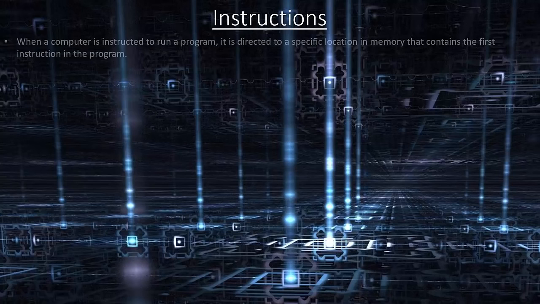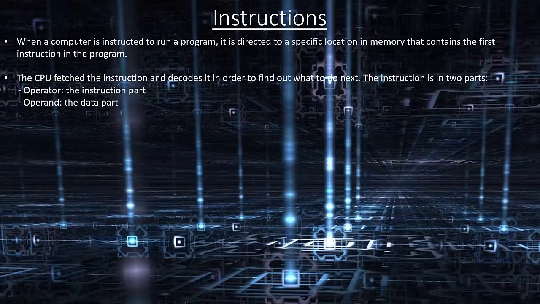Instructions. When a computer is instructed to run a program, it is directed to a specific location in memory that contains the first instruction in the program. The CPU fetches the instruction and decodes it in order to find out what to do next. The instruction is in 2 parts: the operator, the instruction part, and the operand, the data part.